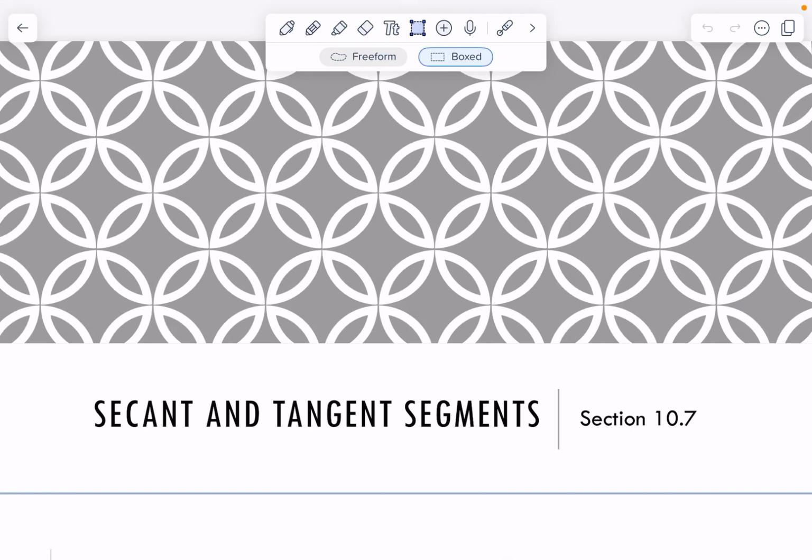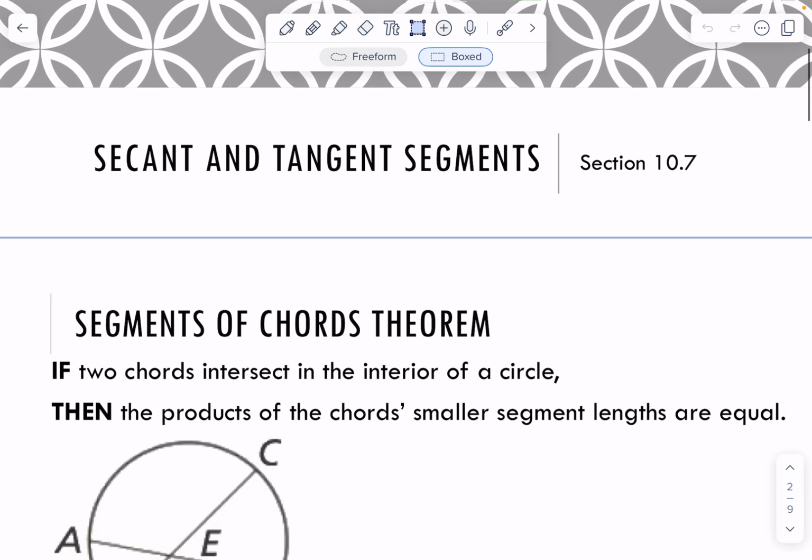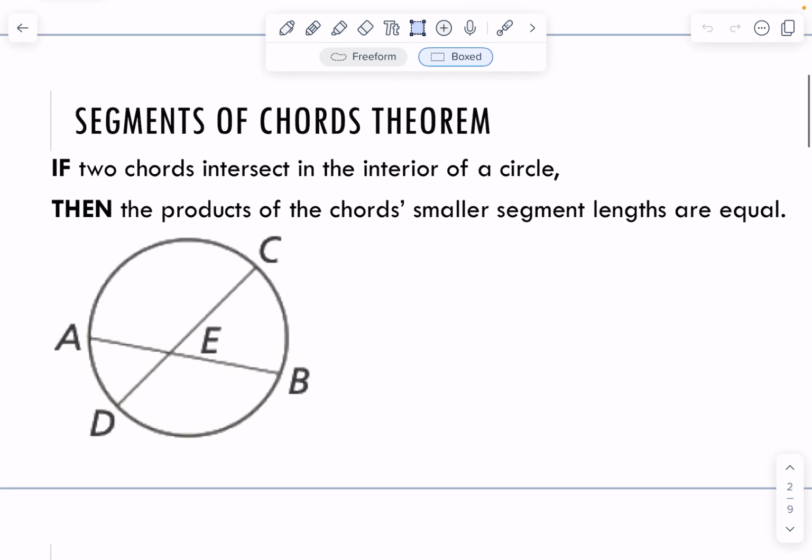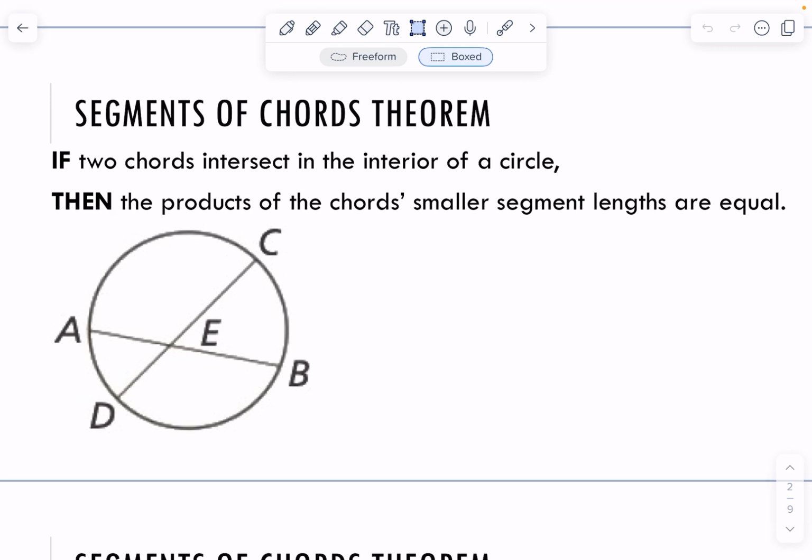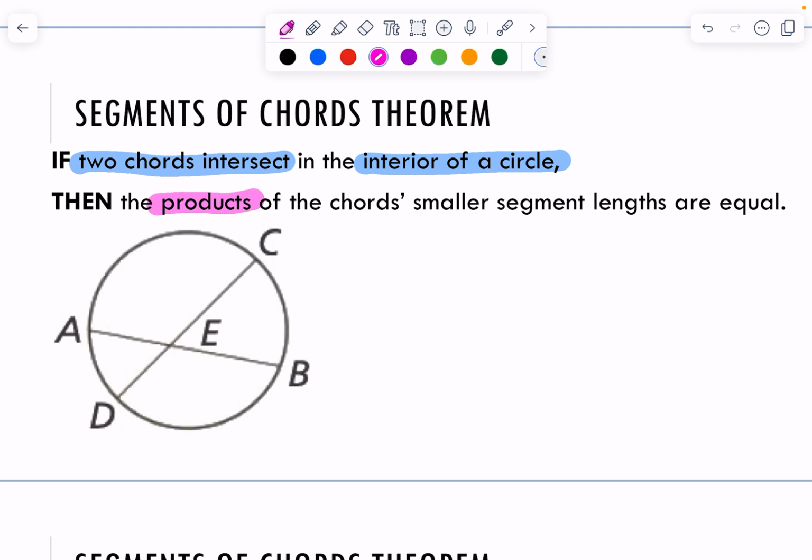We're continuing on here in chapter 10. We're doing the secant and tangent segments. Okay, first one we're going to talk about is the segments of chords theorem. If two chords intersect in the interior of a circle, then the products, meaning multiplication, of the chord's smaller segment lengths are equal.